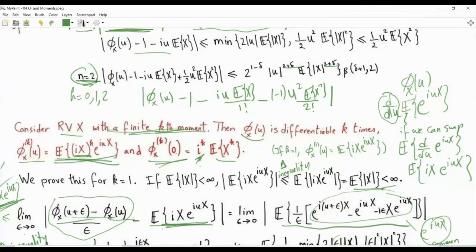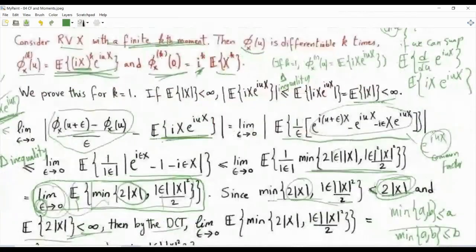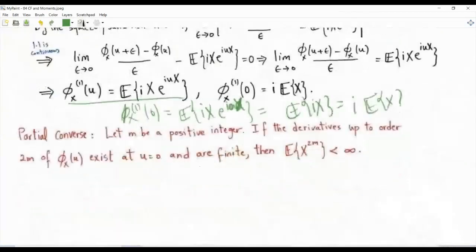So what about the converse? Is the converse true? Not always true. But we have a partial converse. Okay. So now let m be a positive integer. Now suppose that the derivative of order 2m exists. Here we are just talking about even orders of differentiation. If the even order of differentiation exists, then the expectation of X to the 2m is finite.